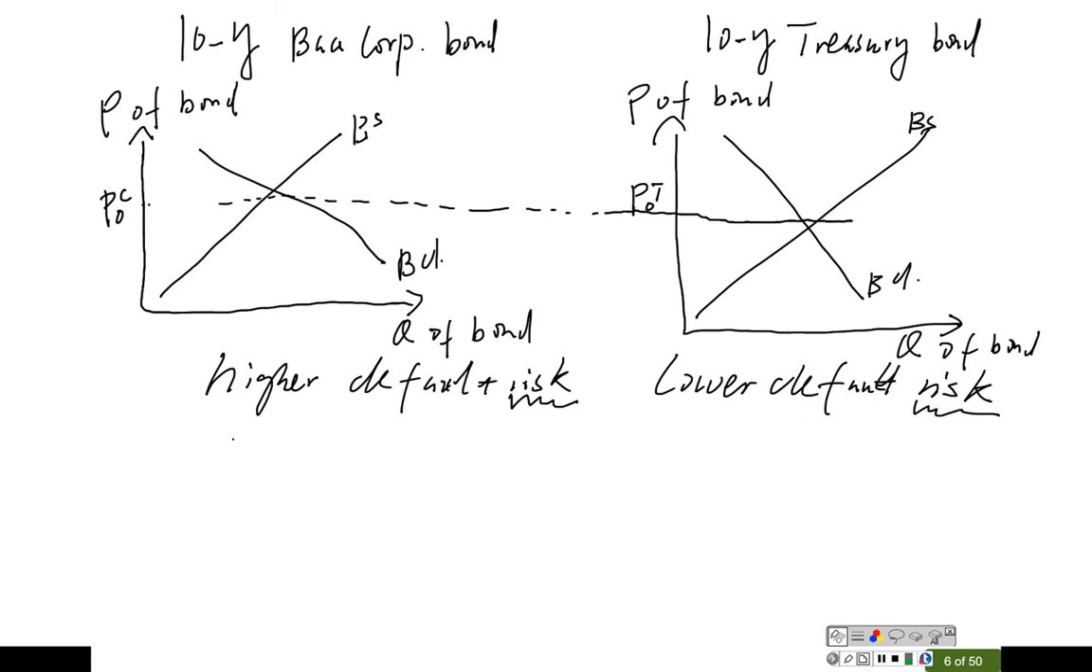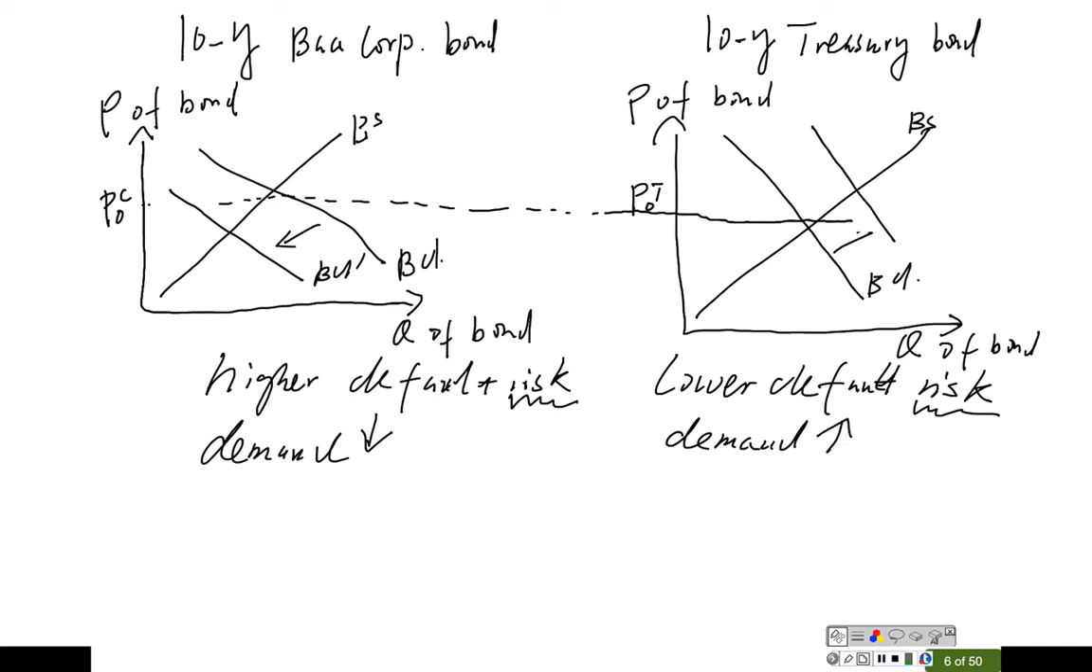Because of higher default risk, the demand for the bond will go down in the BAA bond market, which means the demand curve will shift to the left. And because investors find out the treasury bond has a lower default risk, investors will buy more treasury bonds. So demand will go up, and the treasury bond market demand curve shifts to the right.